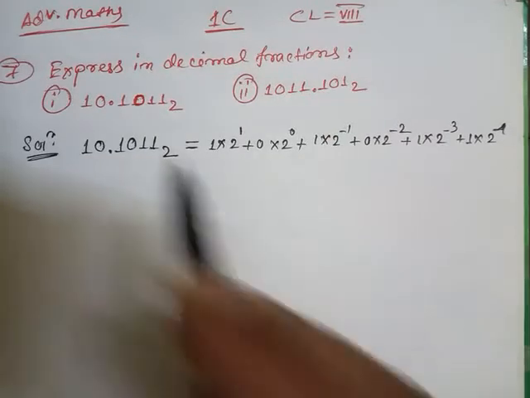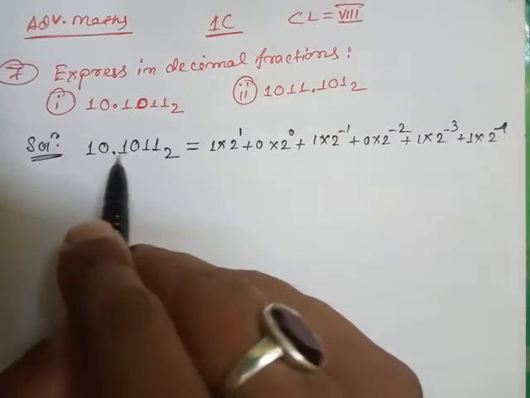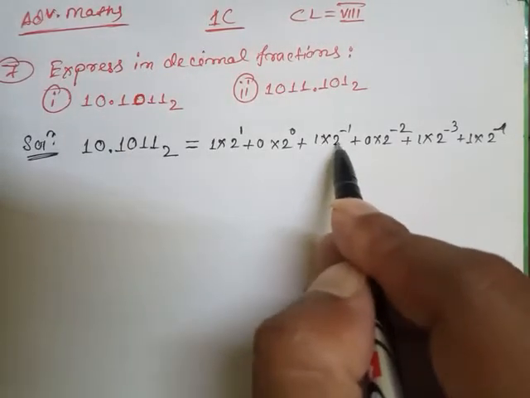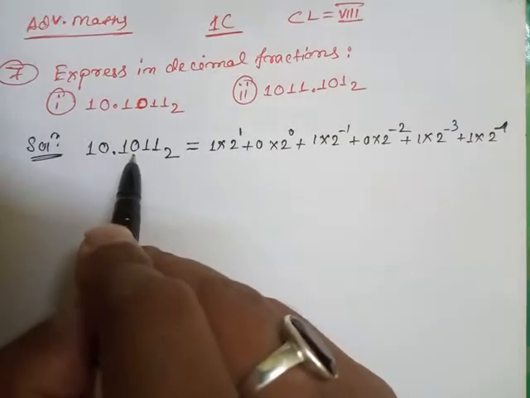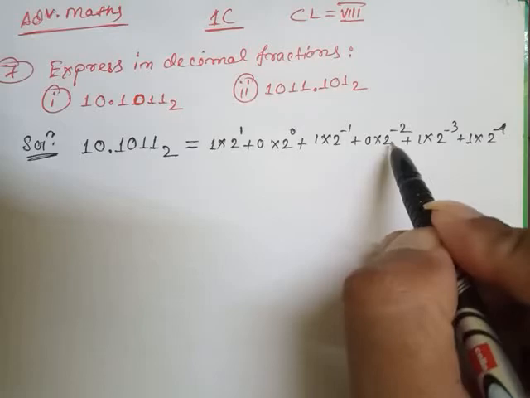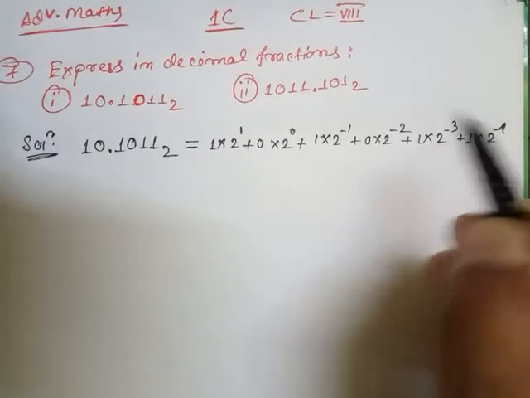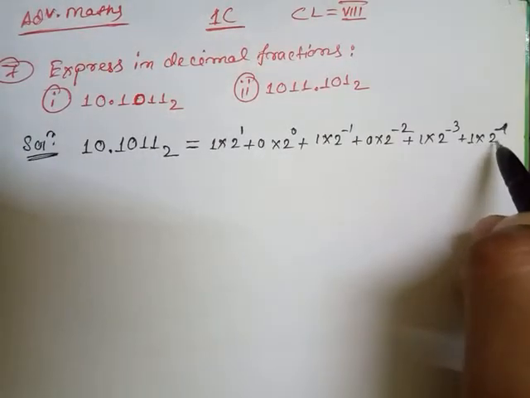Like this. I repeat again, 1 0 1 1 means 1, then decimal point, then 1. That's why I have written 1 into 2 to the power minus 1 because base is 2. Then 0, which means in the second position, that's why 0 into 2 to the power minus 2. Then 1 is in the third position, 1 into 2 to the power minus 3. Then 1 in the fourth position, 1 into 2 to the power minus 4.